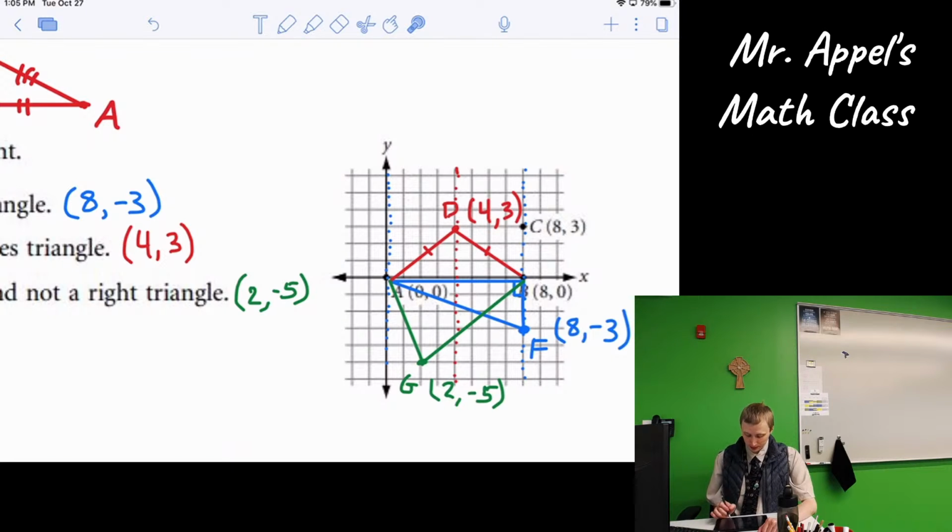Similarly, D, it's got to be ABD. This line has to be part of your triangle. So the only way to make it isosceles is to make these two halves the same, which comes by putting D right in the middle. So anywhere along this line, your point D will make an isosceles triangle. So as long as your x value is 4 for D, it will be correct.